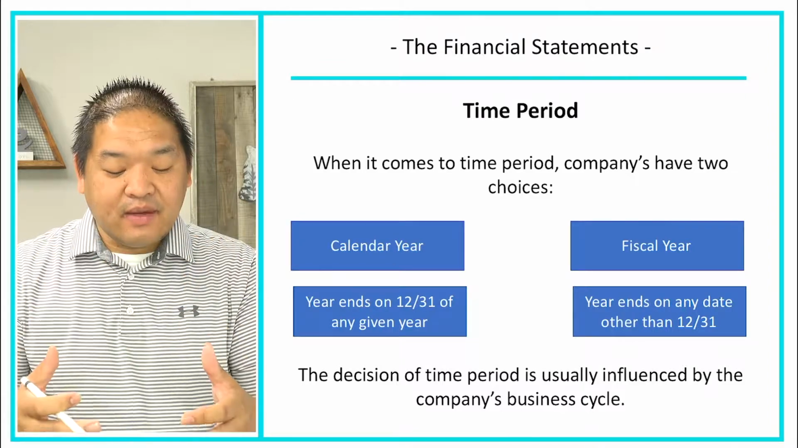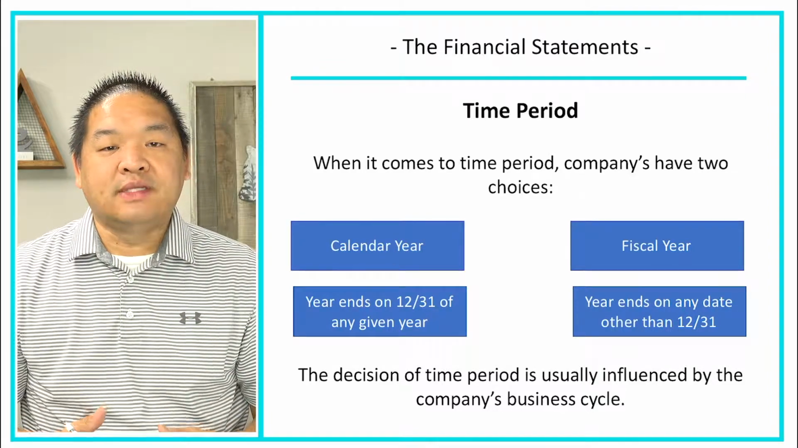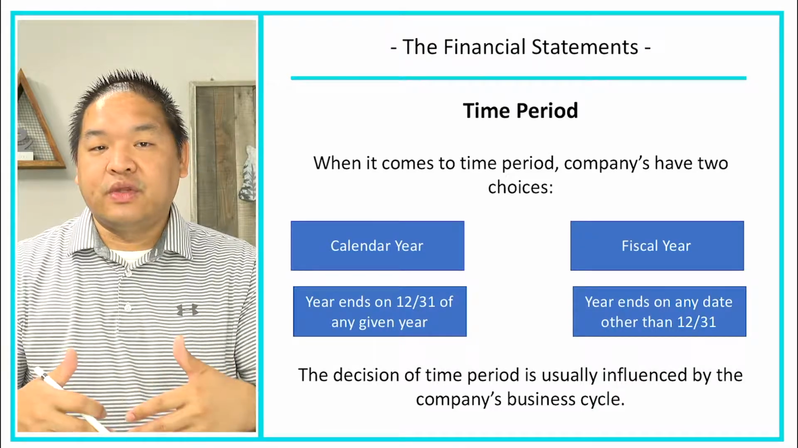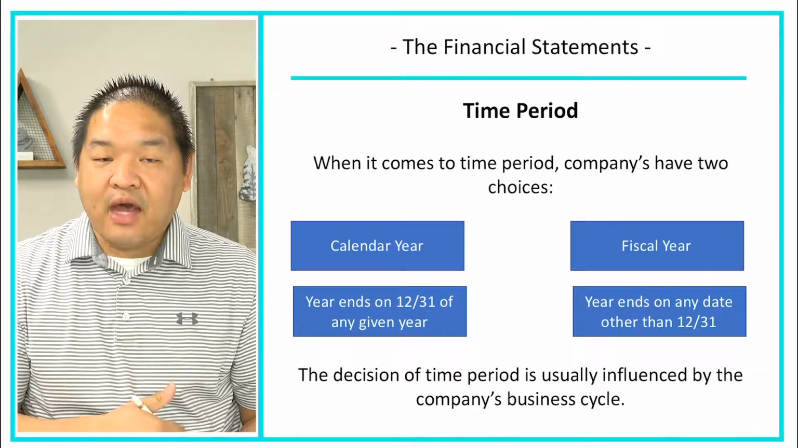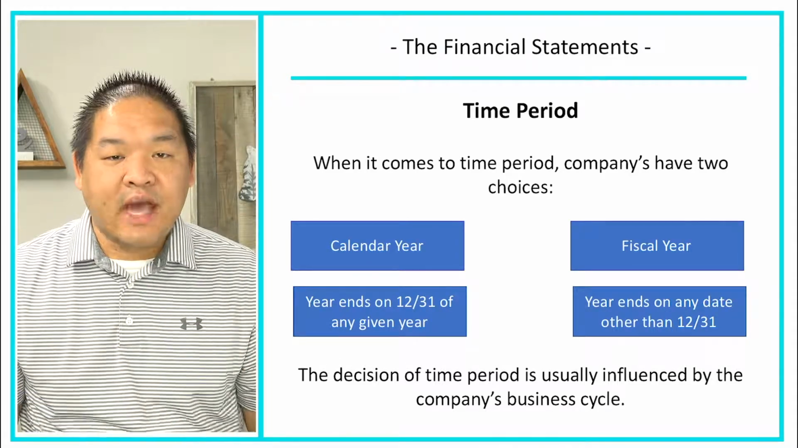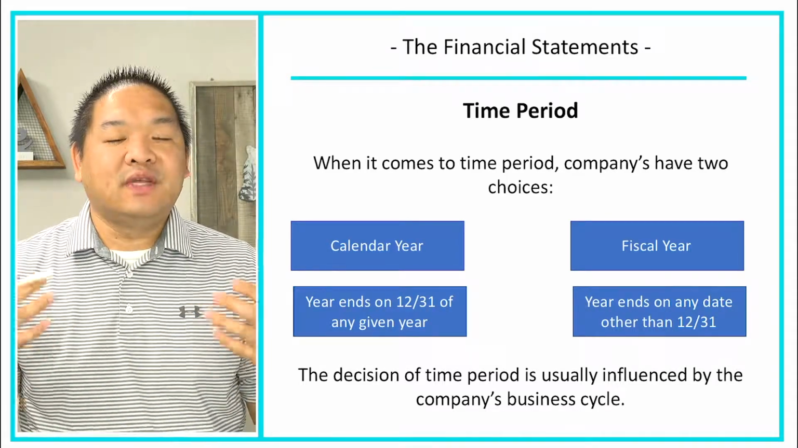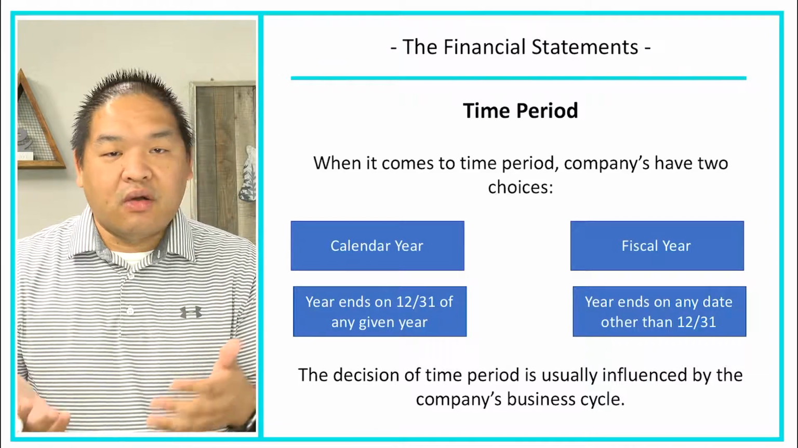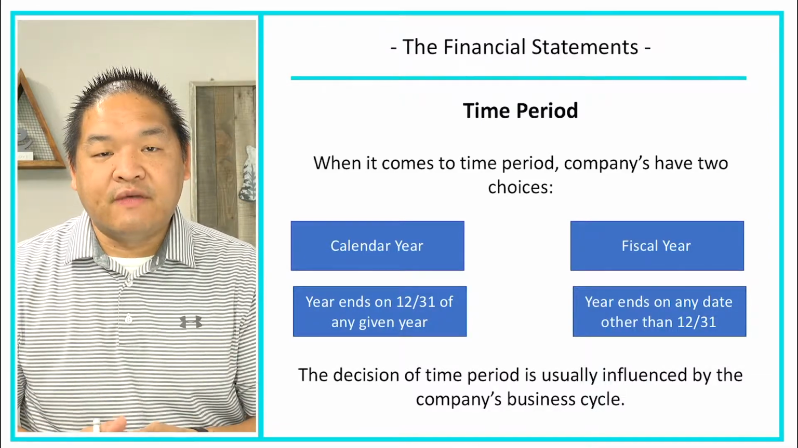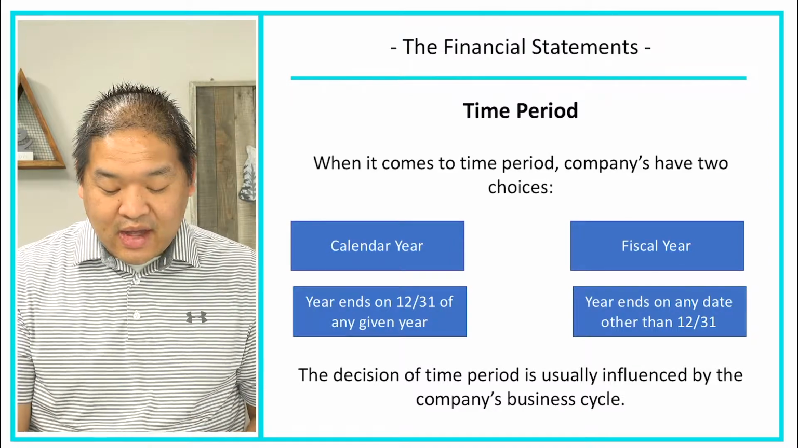So again, thinking about the time period of financial statements, a company gets to choose, and they usually choose when they first start. So when they first start, they choose either they're going to be a calendar year or fiscal year. So remember that as you go through examples, what's the end of the year? Is it the fiscal year or is it the calendar year? Oftentimes it's going to be calendar year, but you should know that fiscal year is an option.